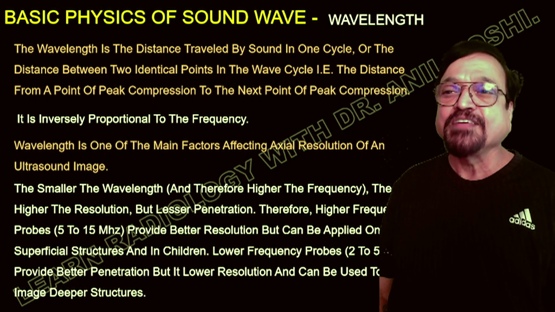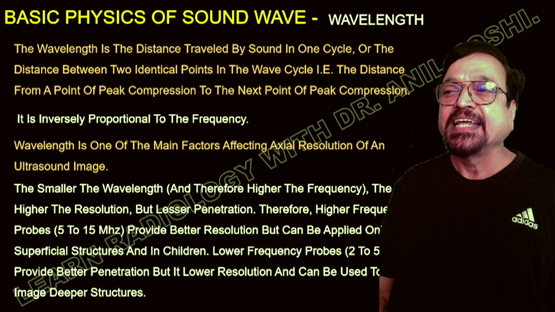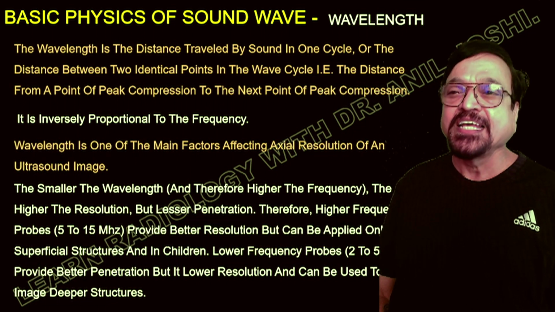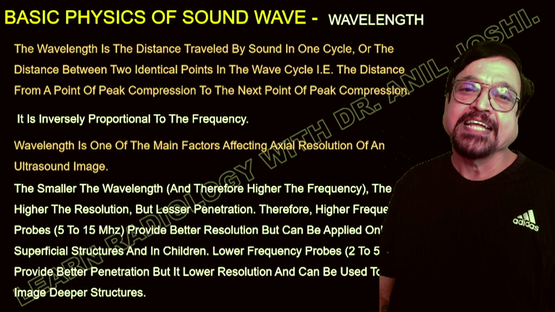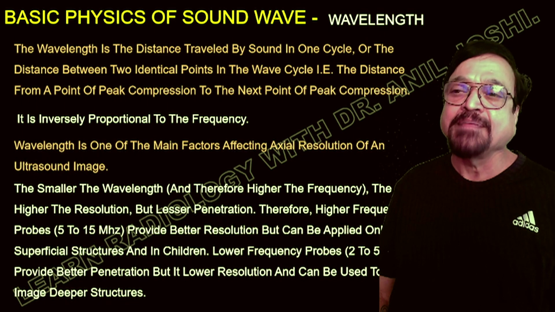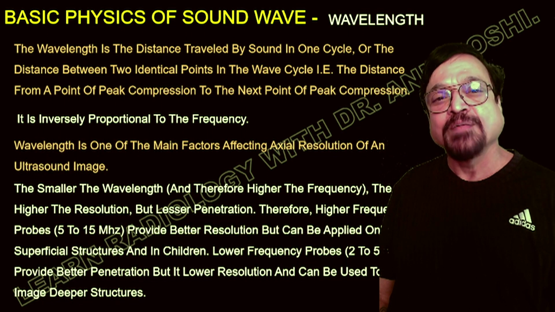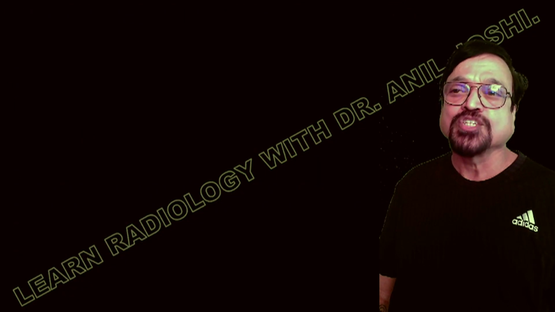Therefore, a higher frequency probe like 5 to 15 MHz provides better resolution, but can be applied only for superficial structures, or they can be applied in small parts like testes, breast, thyroid, or they can even be applied in neonates and small children. So there we need less penetration. The anatomical examination part is a smaller one.